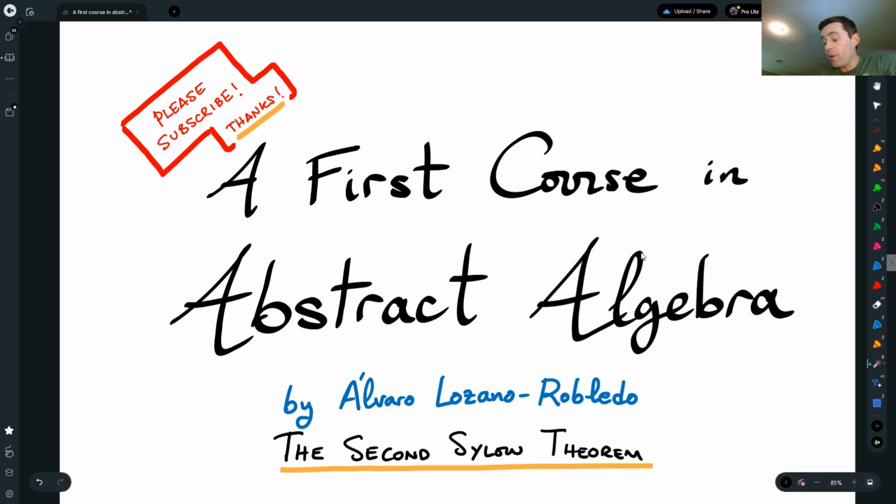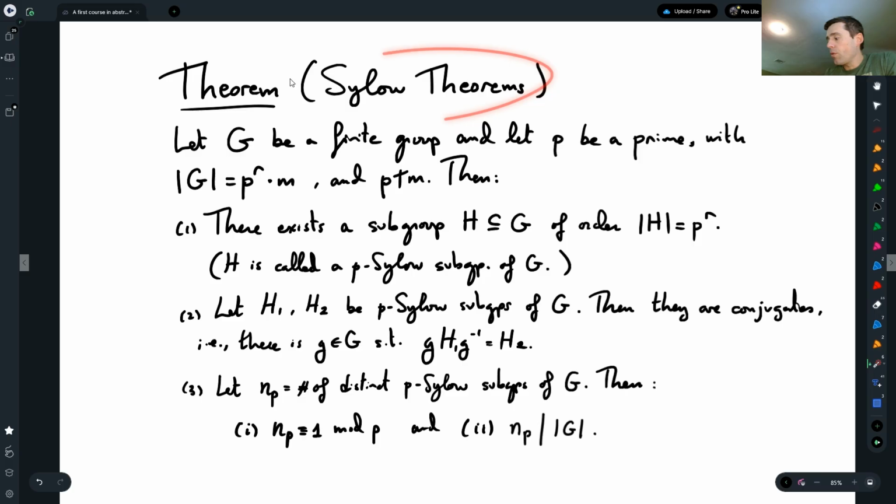Today we're going to talk about the second Sylow theorem. We're going to prove the second Sylow theorem. Just as a reminder, what are the Sylow theorems? There are three Sylow theorems. We're trying to find subgroups.